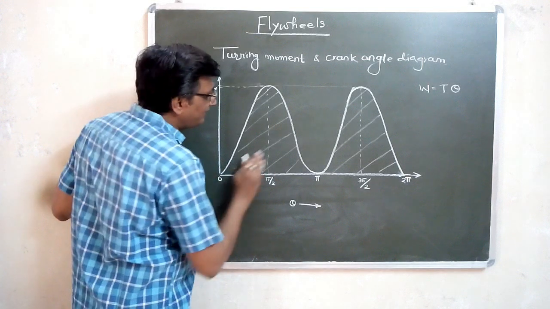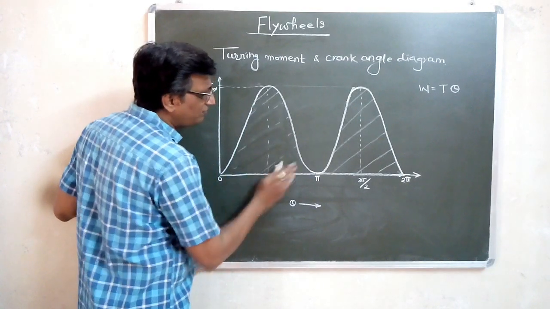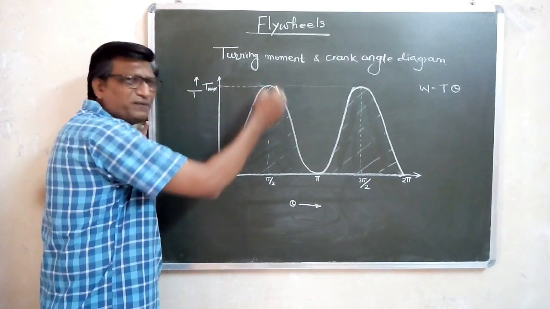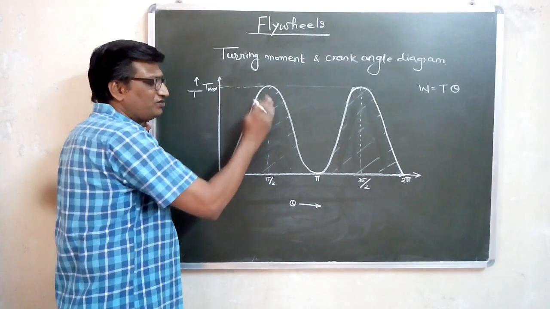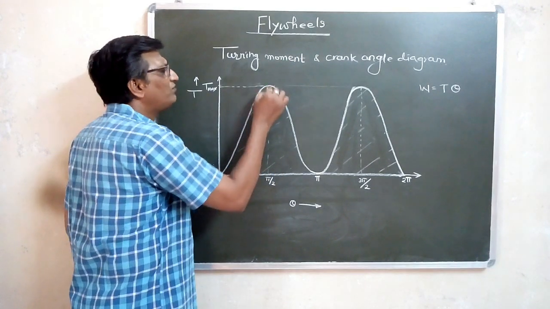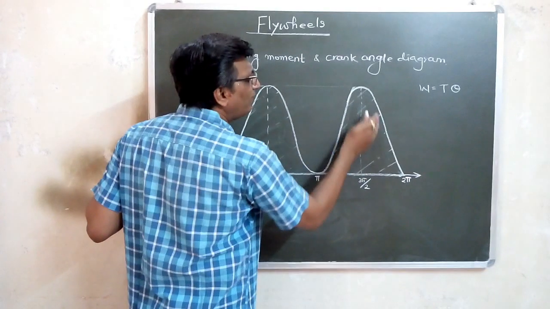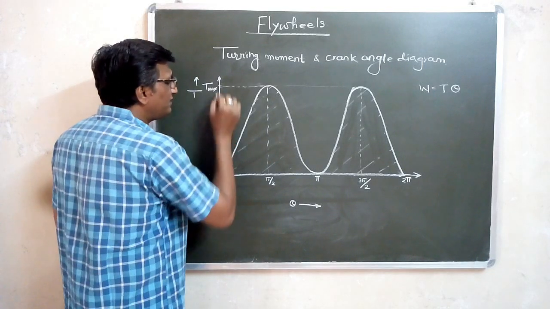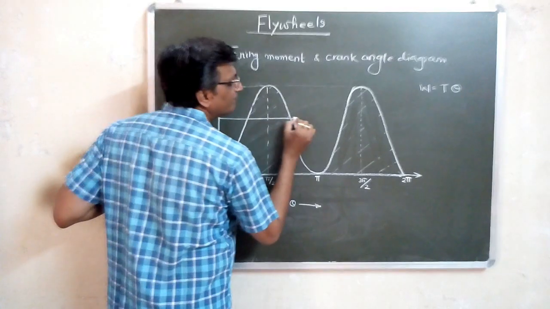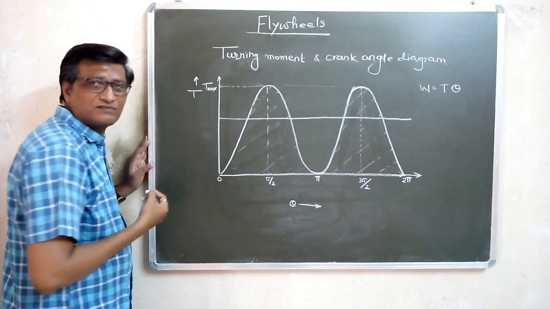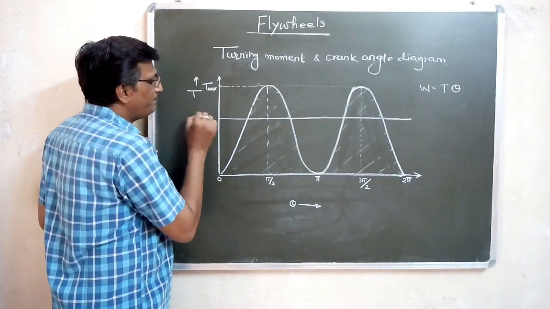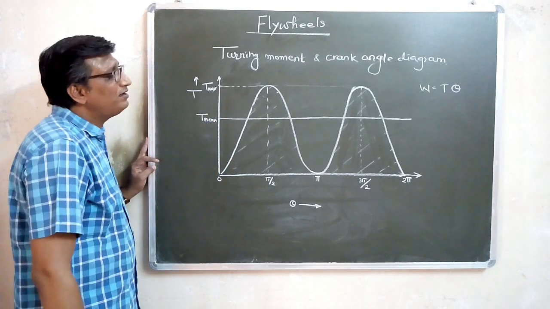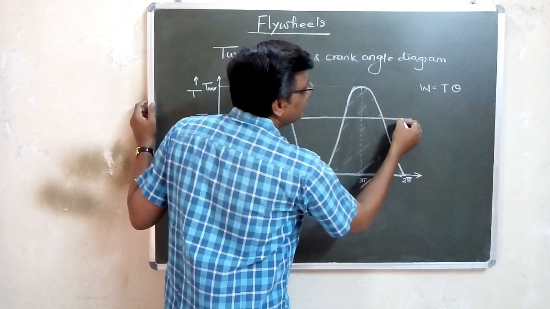Now let us say I have an average torque. It is a bit complicated to find the area under this curve. Mathematical expressions are there to calculate it, but for simplicity, what we generally do is take a mean torque. Let us say the mean torque is somewhere here. This is the mean torque, or you can also say it is the average torque. So what we are doing is we are just doing like this.